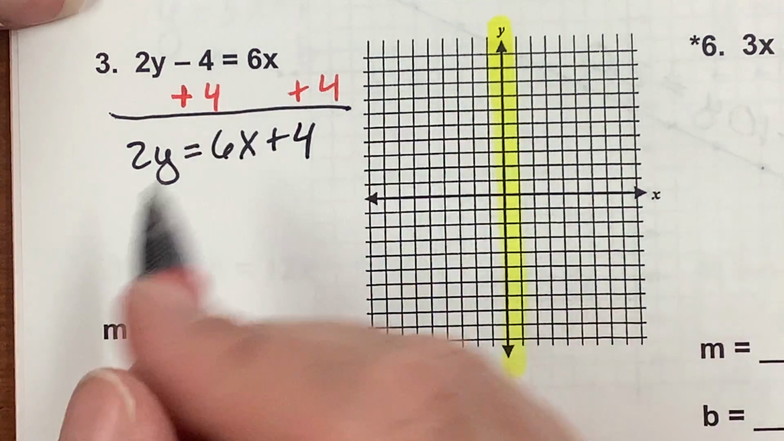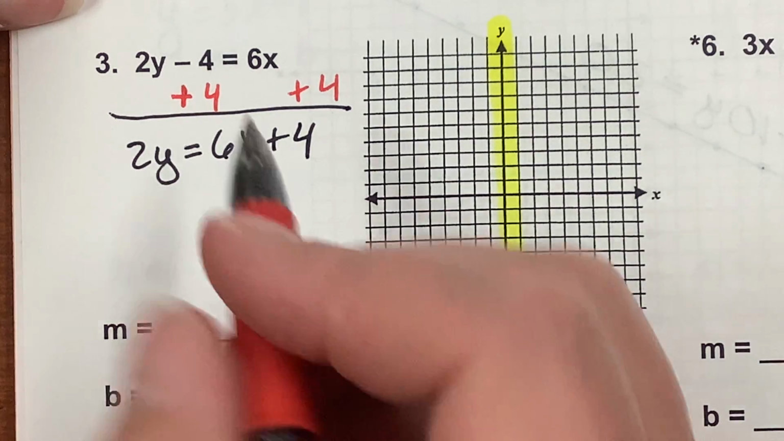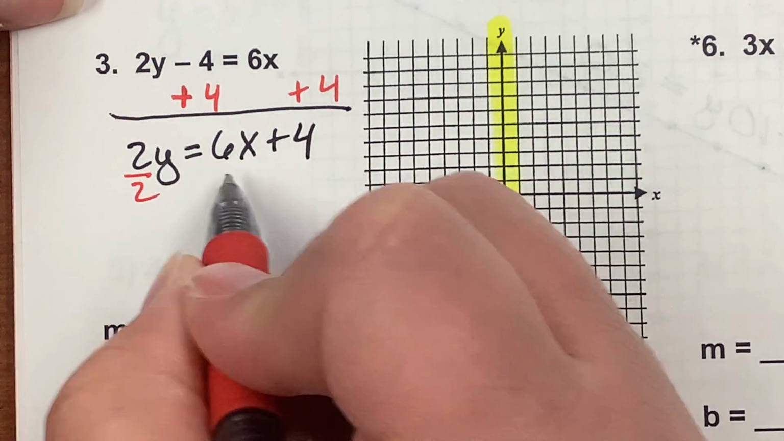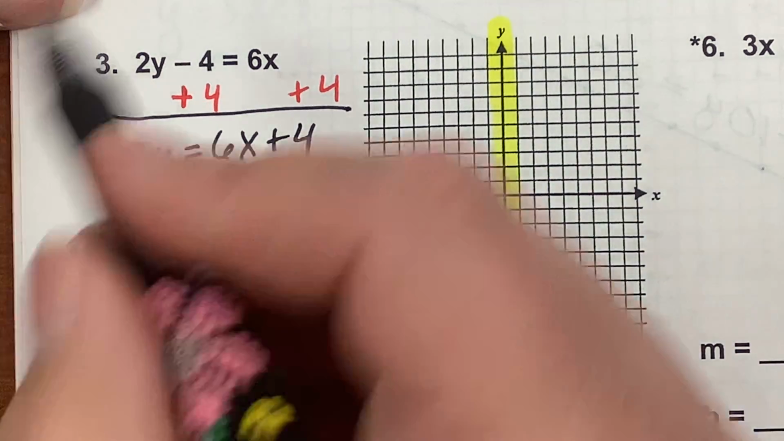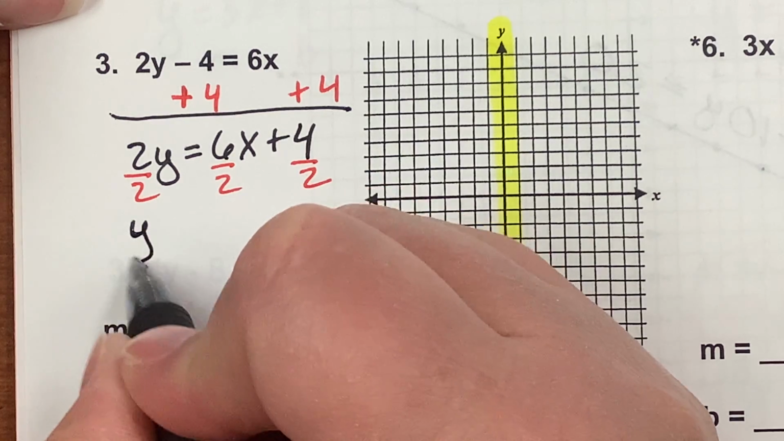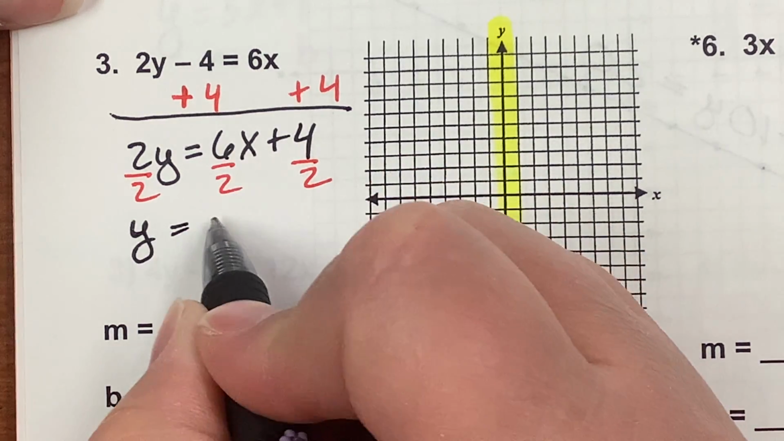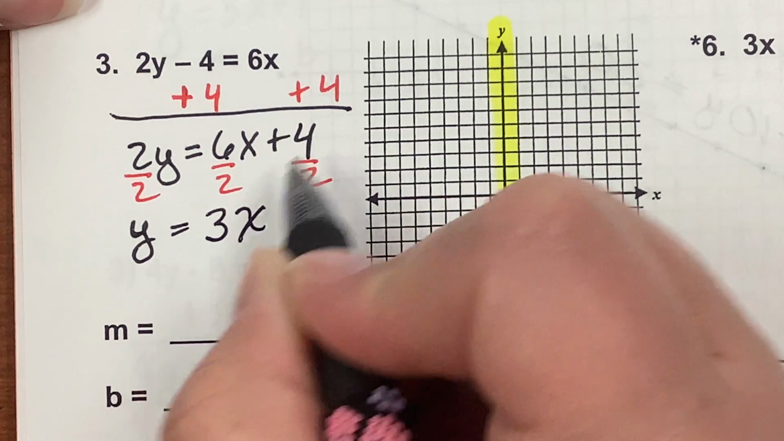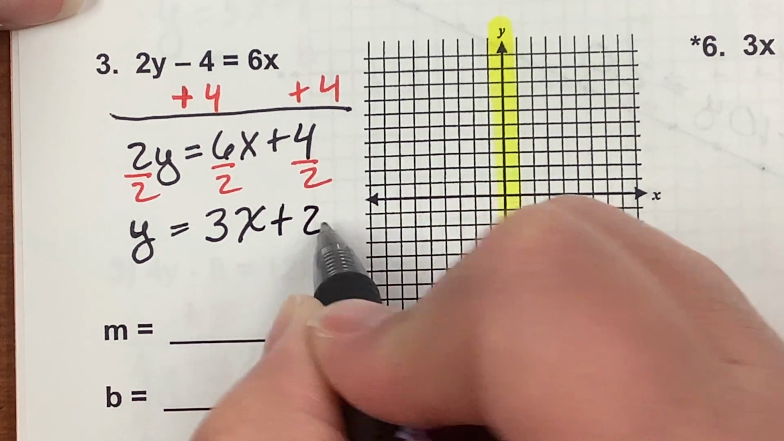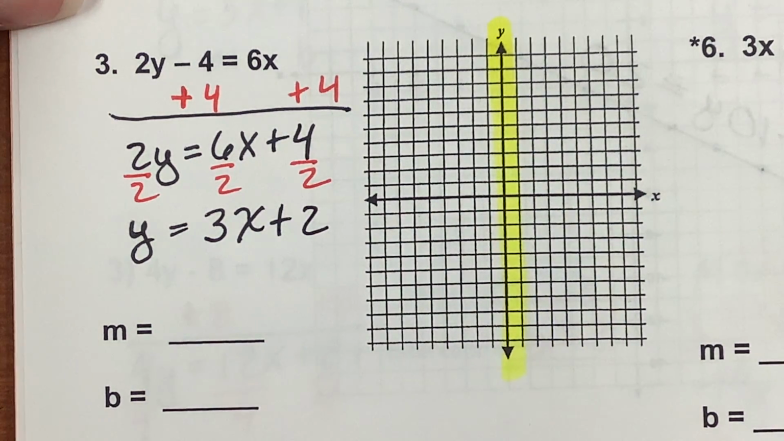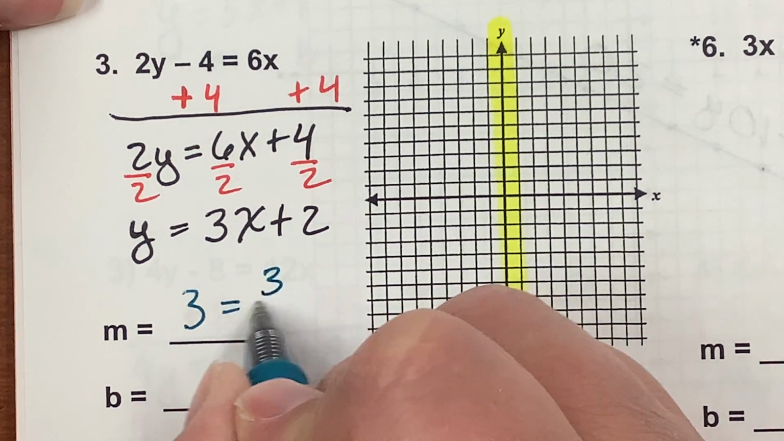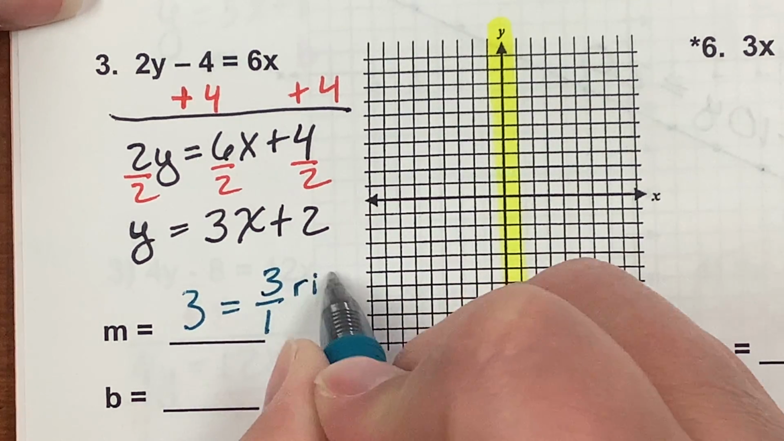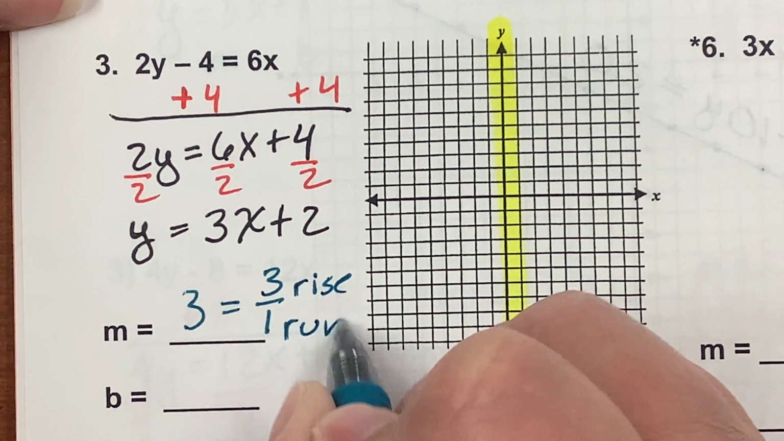Now, I'm going to divide by the coefficient of y. Divide by 2, divide by 2, divide by 2. 2 divided by 2, 1y. 6 divided by 2 is 3x. 4 divided by 2 is plus 2. So now my m is 3, but I want it to be 3 over 1. I want to rise 3 and run 1.